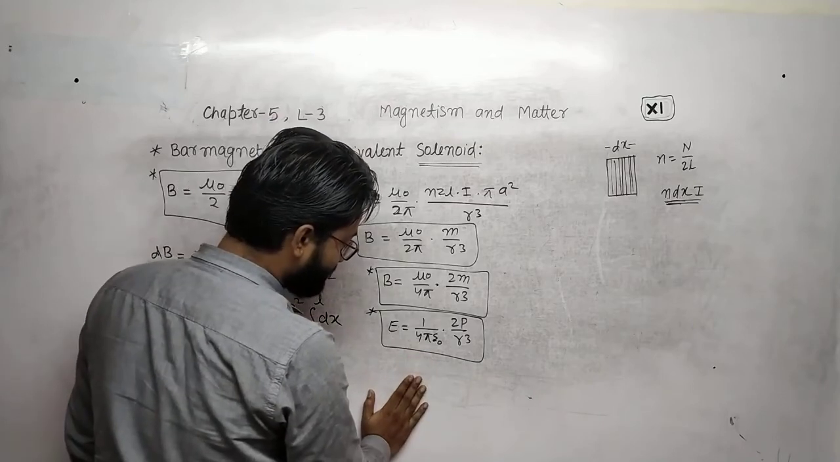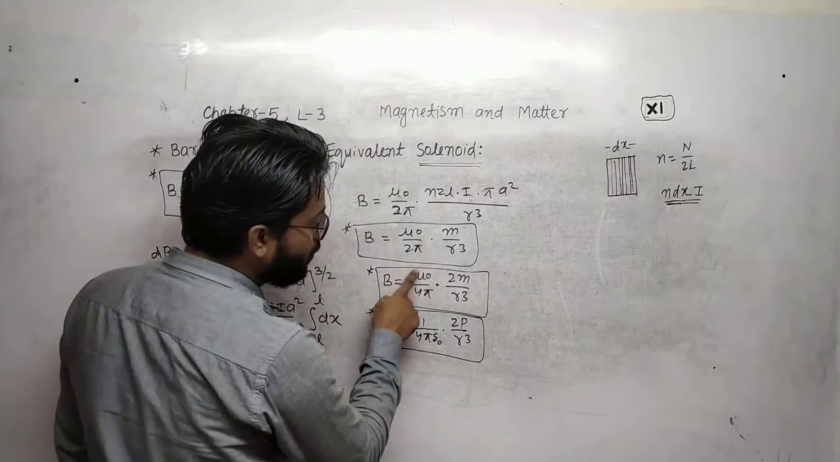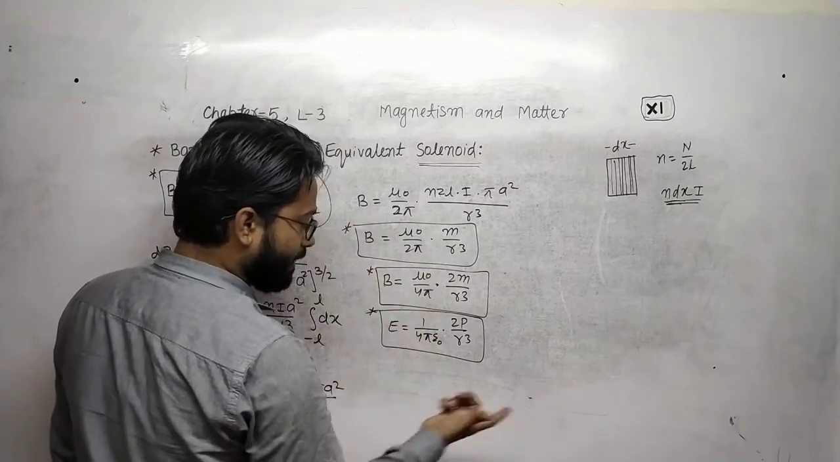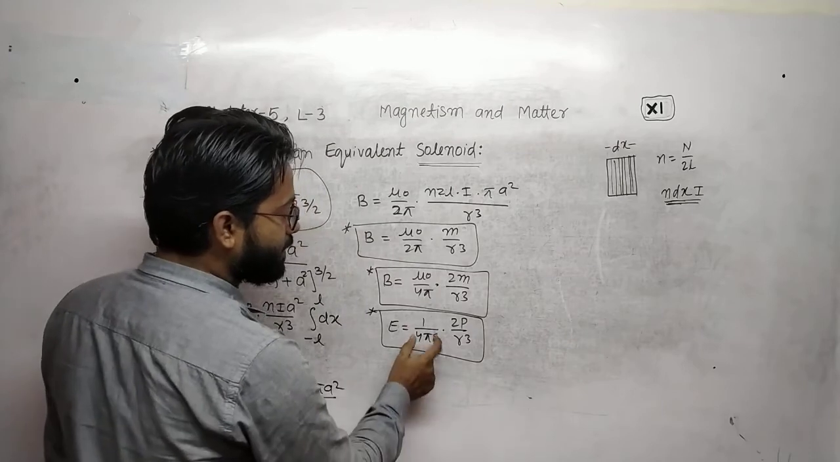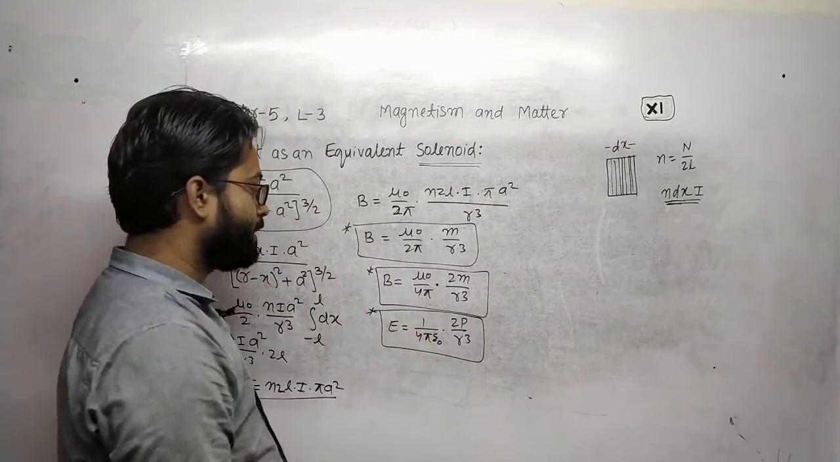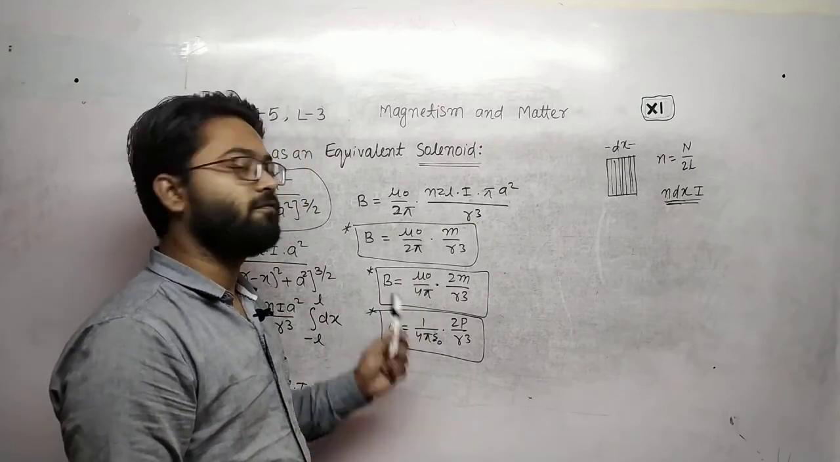Now we can say that mu naught by 4 pi in magnetism is analogous to 1 by 4 pi epsilon naught in electrostatics. Means 1 by 4 pi epsilon naught is analogous to mu naught by 4 pi in magnetism.